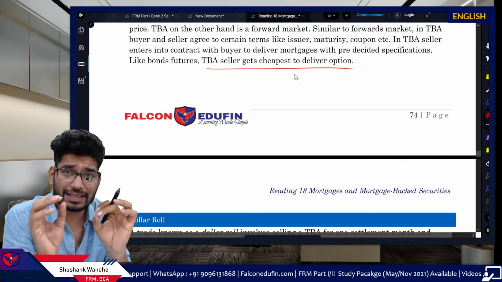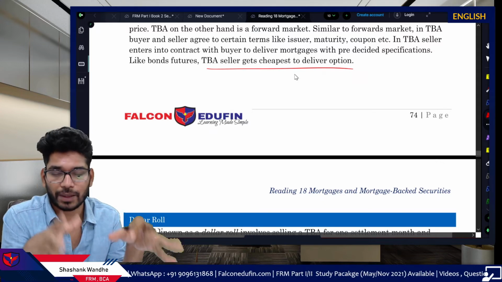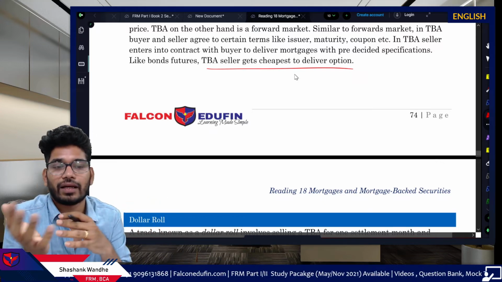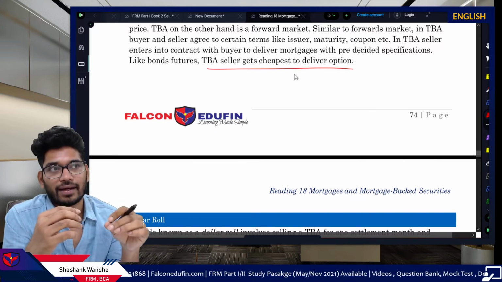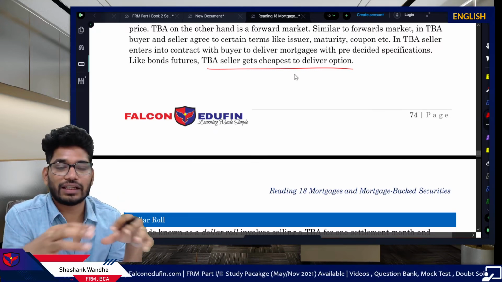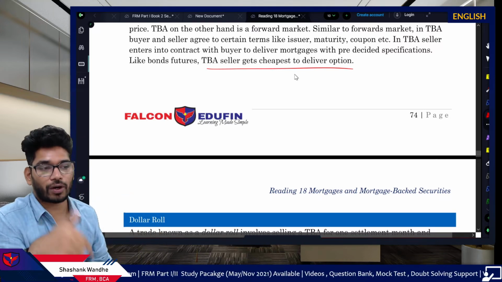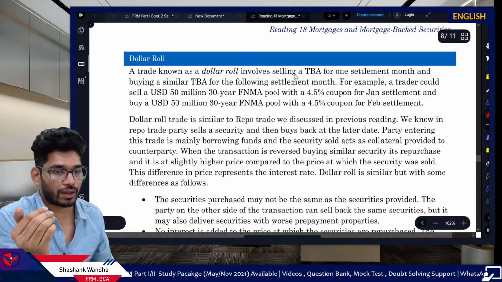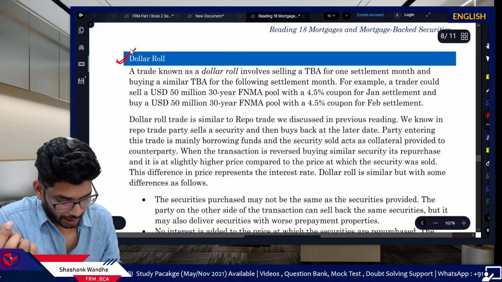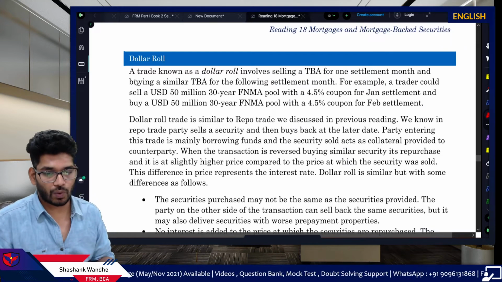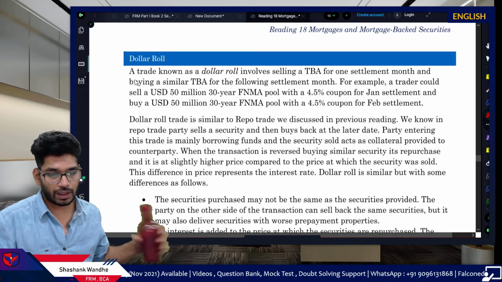The TBA seller is the bank or the particular SPV. The SPV is the TBA seller, and just like the bond structure, the TBA seller has that particular option to deliver the cheapest to deliver. Just remember this. This particular point is kind of important for your exam. Now the most important and confusing point for students, which is the dollar roll. So what is the dollar roll and how does it work? We will discuss this.